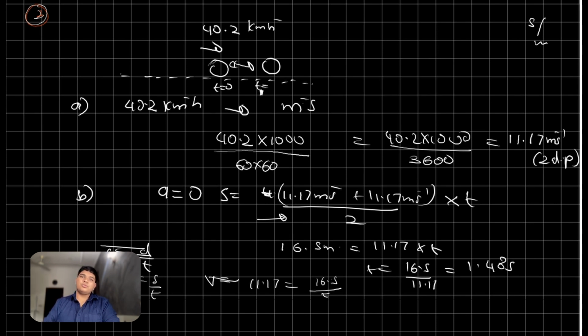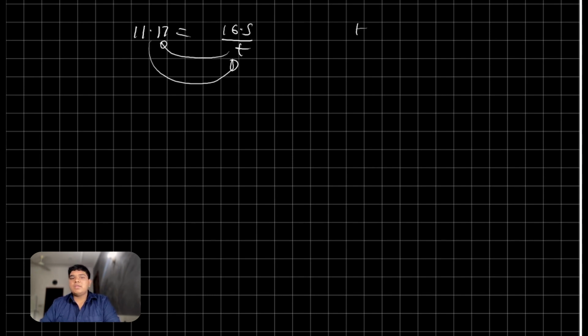So let me move into a new page and move the items along. 11.17 is equal to 16.5 divided by t. For us to find what t is, it's just a matter of cross multiplying. We move this onto that side and that onto this side, so we would have t is equal to 16.5 over 11.17, which would result in the same answer of 1.48 seconds.